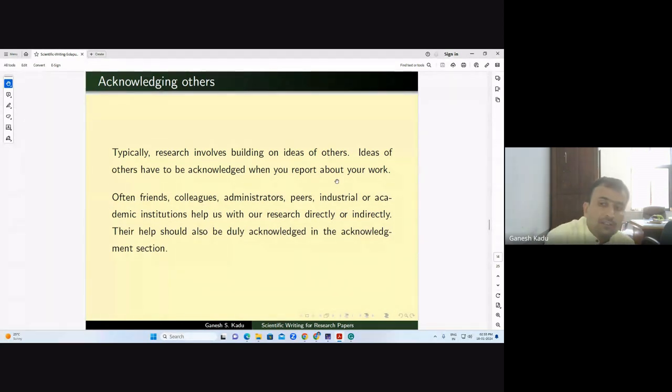Not acknowledging it is not good, not ethical, so to say, and so you must acknowledge it. For instance, you may have received some funding from some agency, then you need to acknowledge this in your report or in your paper.